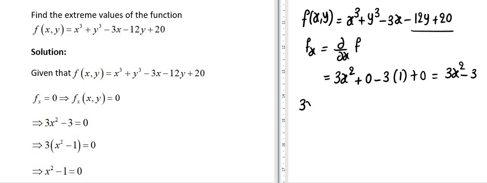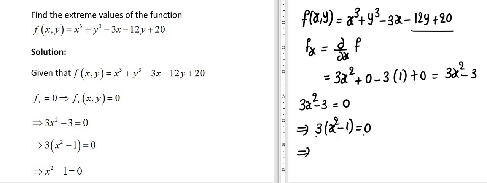Now I am going to equate this value to 0. Observe, here 3 is common. Take 3 common, then we are going to get 3 into x square minus 1 equal to 0. If the product equal to 0, either first term equal to 0 or second term equal to 0.